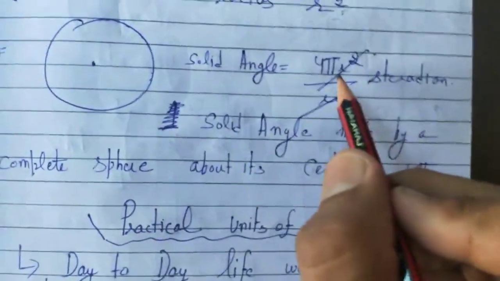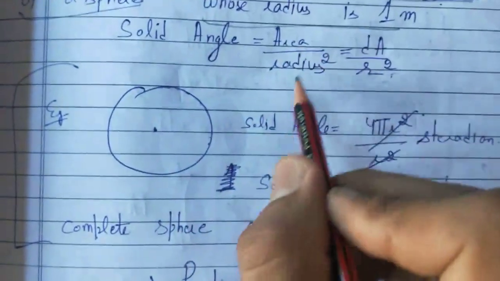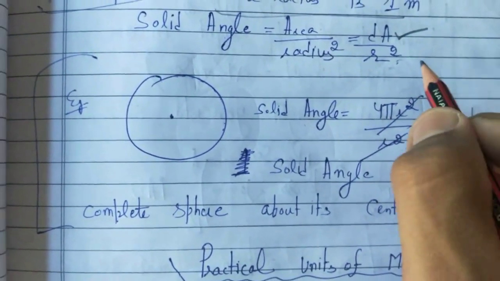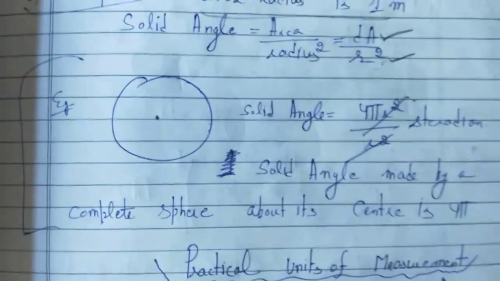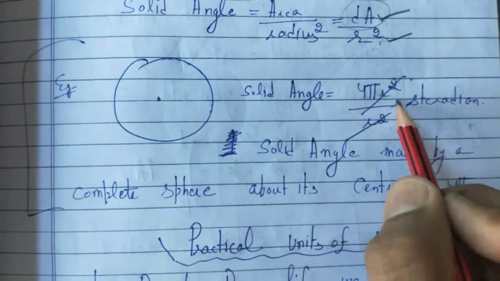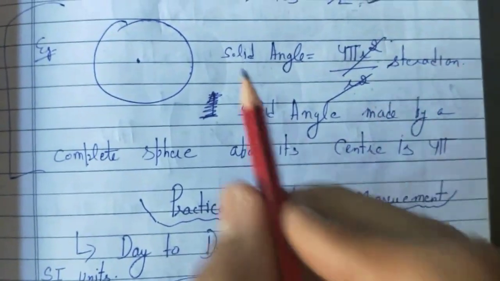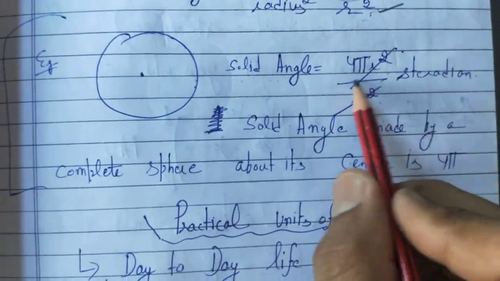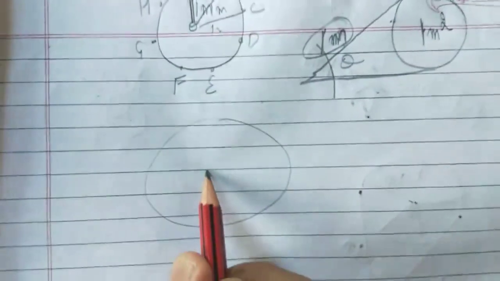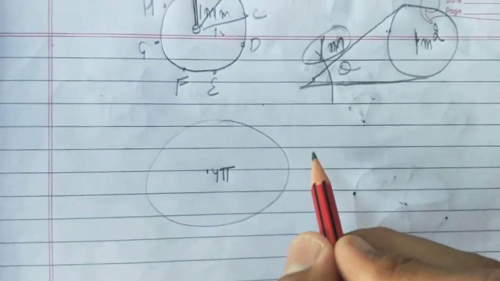So what is the surface area? Solid angle is equal to area upon radius square. Suppose we represent area by dA and radius square by r square. What is the area of a sphere? 4 pi r square. So solid angle is equal to 4 pi r square upon r square, which is 4 pi steradian. So the angle made by a complete sphere at its center is 4 pi. We have calculated that the solid angle made by a sphere at its center is 4 pi.